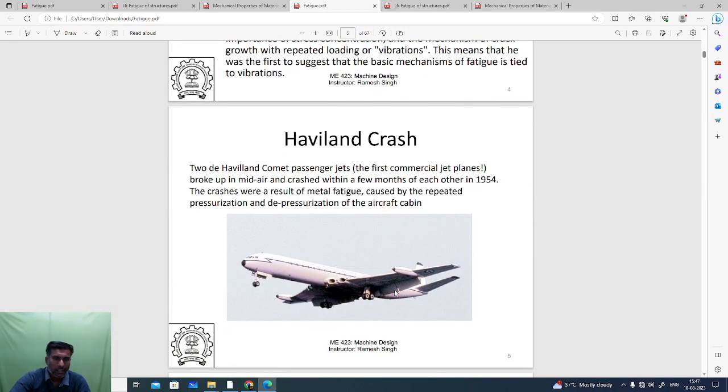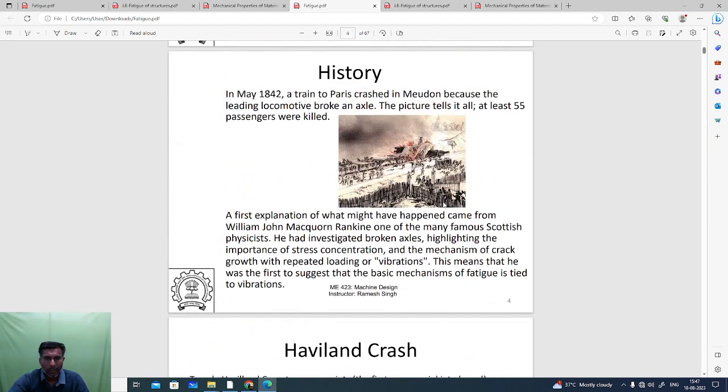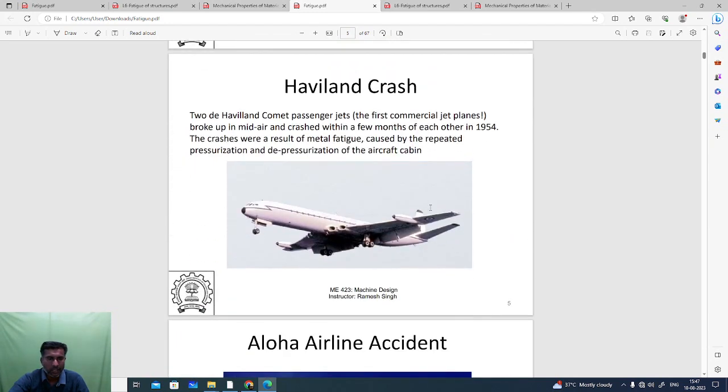The next failure is the de Havilland crashes. The two de Havilland Comet passenger jets, the first commercial jet planes in the world, broke up in mid-air and crashed within a few months of each other in 1954. So in 1954, one more crash. The crashes were concluded to be the result of metal fatigue caused by the repeated pressurization and depressurization of the aircraft.